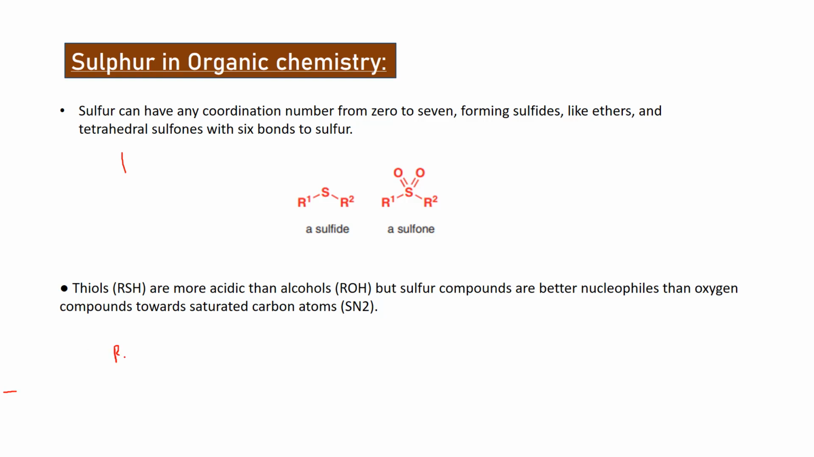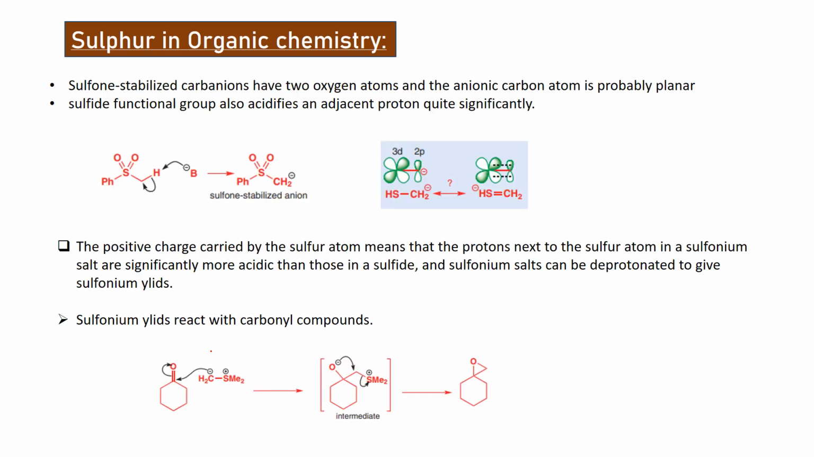Because the sulfur has less electronegativity, so it has more probability to give its electrons to a compound, so it is a better nucleophile than other saturated carbon atoms. Sulfur in organic sulfone stabilized carbanions has 2 oxygen atoms and the anionic carbon atom is probably planar. Sulfide functional group also acidifies the adjacent proton quite significantly.